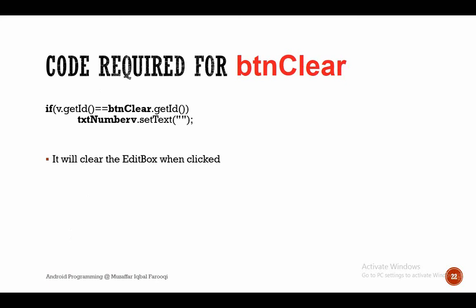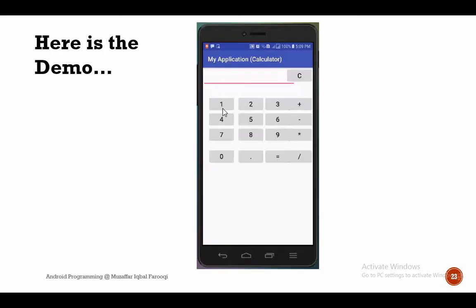If the user clicks on Clear button, then the text box should be cleared. For this purpose, this code can be used. Here's the demo of our app. If you have written the same code, as discussed in this video, then you will also get the same output.